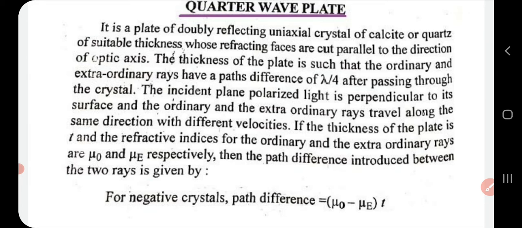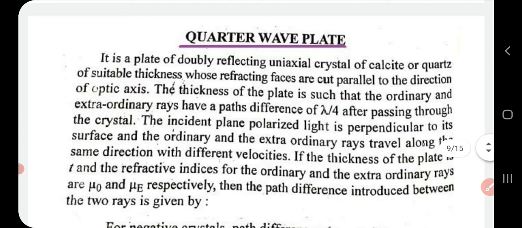It is a doubly refracting uniaxial crystal made of calcite or quartz, and its faces are cut in such a way that they are parallel to the direction of the optic axis. Now what about its thickness? It is such that the ordinary ray and extraordinary ray will have a path difference of lambda by 4 after passing through it.